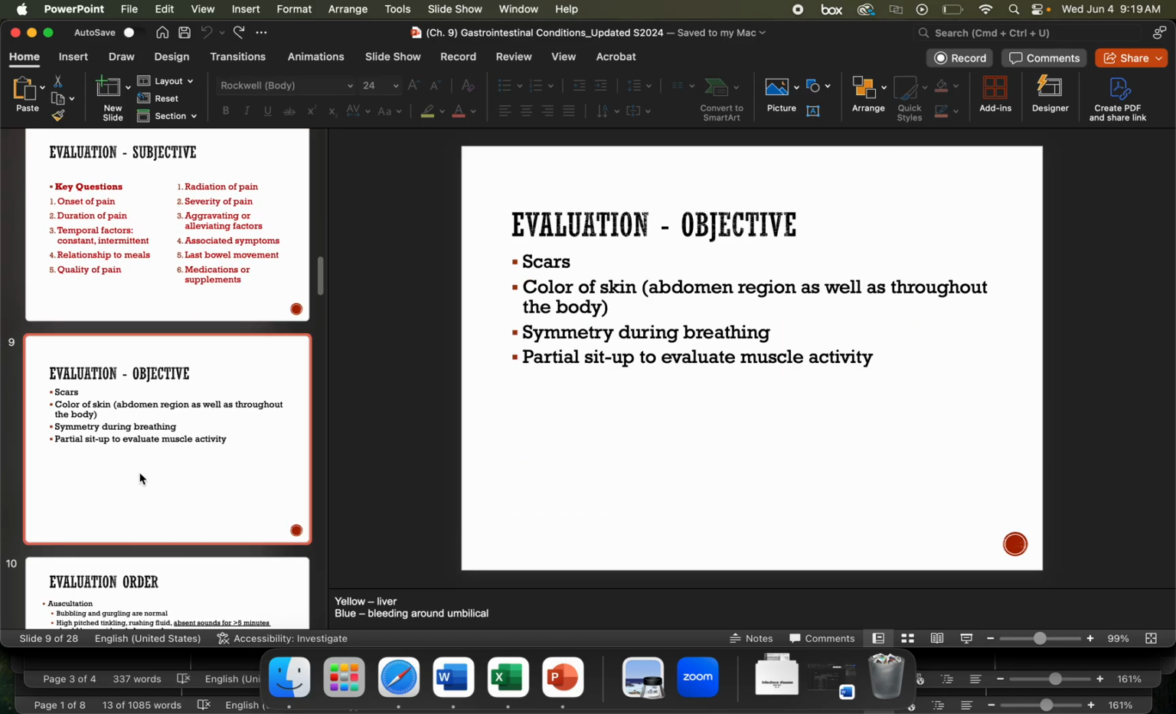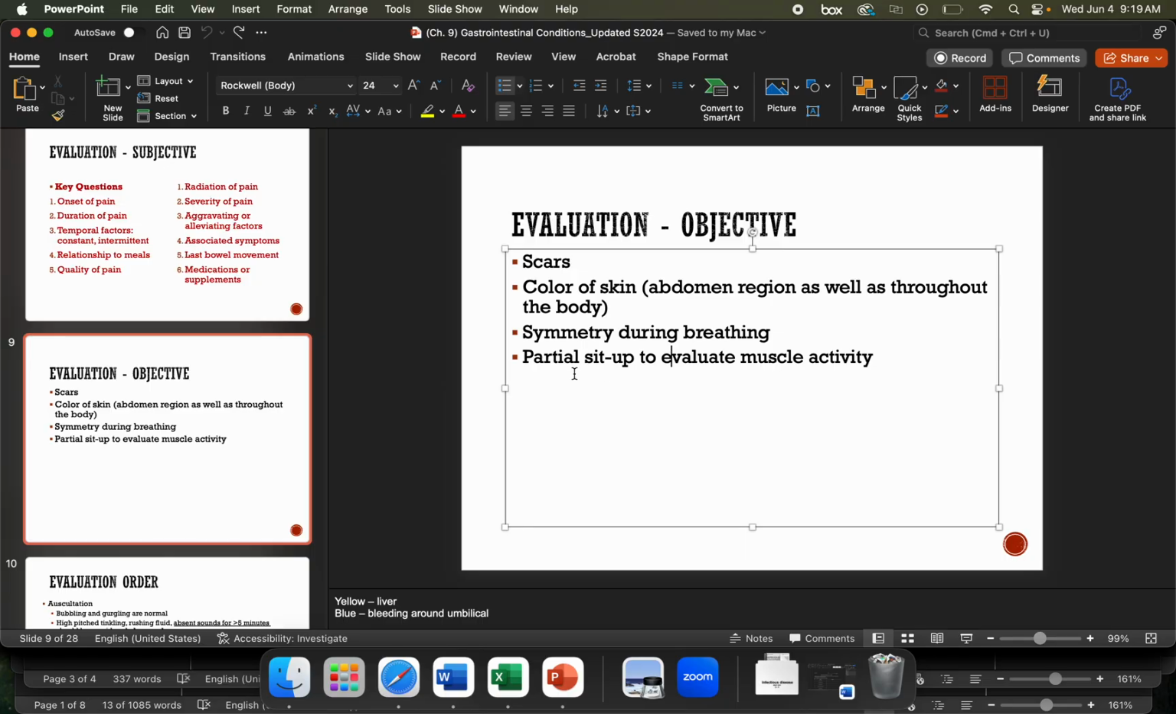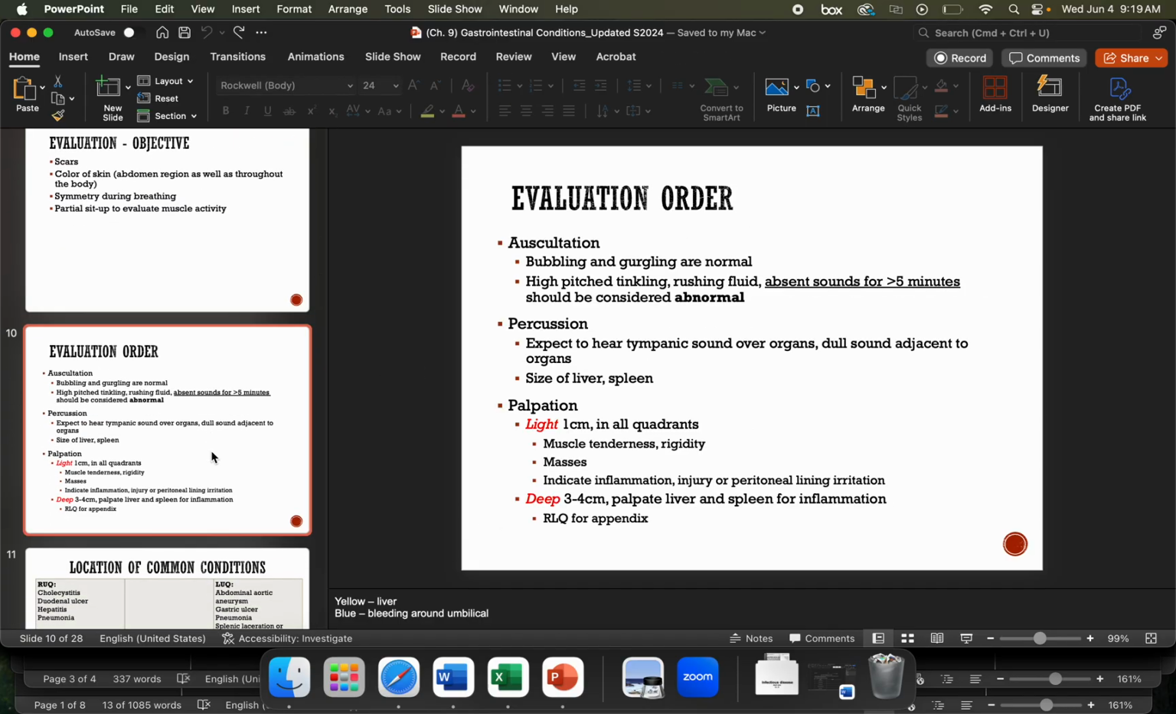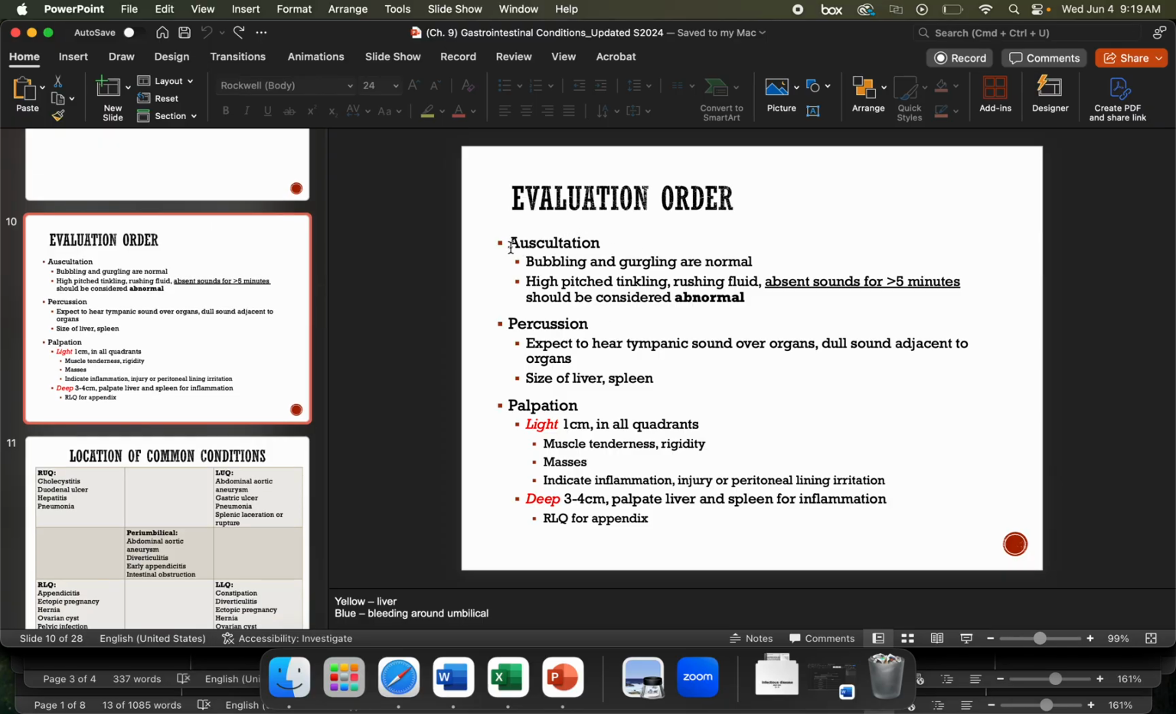Okay. So in the objective, we look at scars, color of skin, and whether we notice the patient guarding. And then we can do a partial sit-up to evaluate rectus abdominis, maybe internal and external obliques out on the sides, if we feel like that's in order here. We've talked a little bit about auscultation in the lungs. We did a little bit of it here.